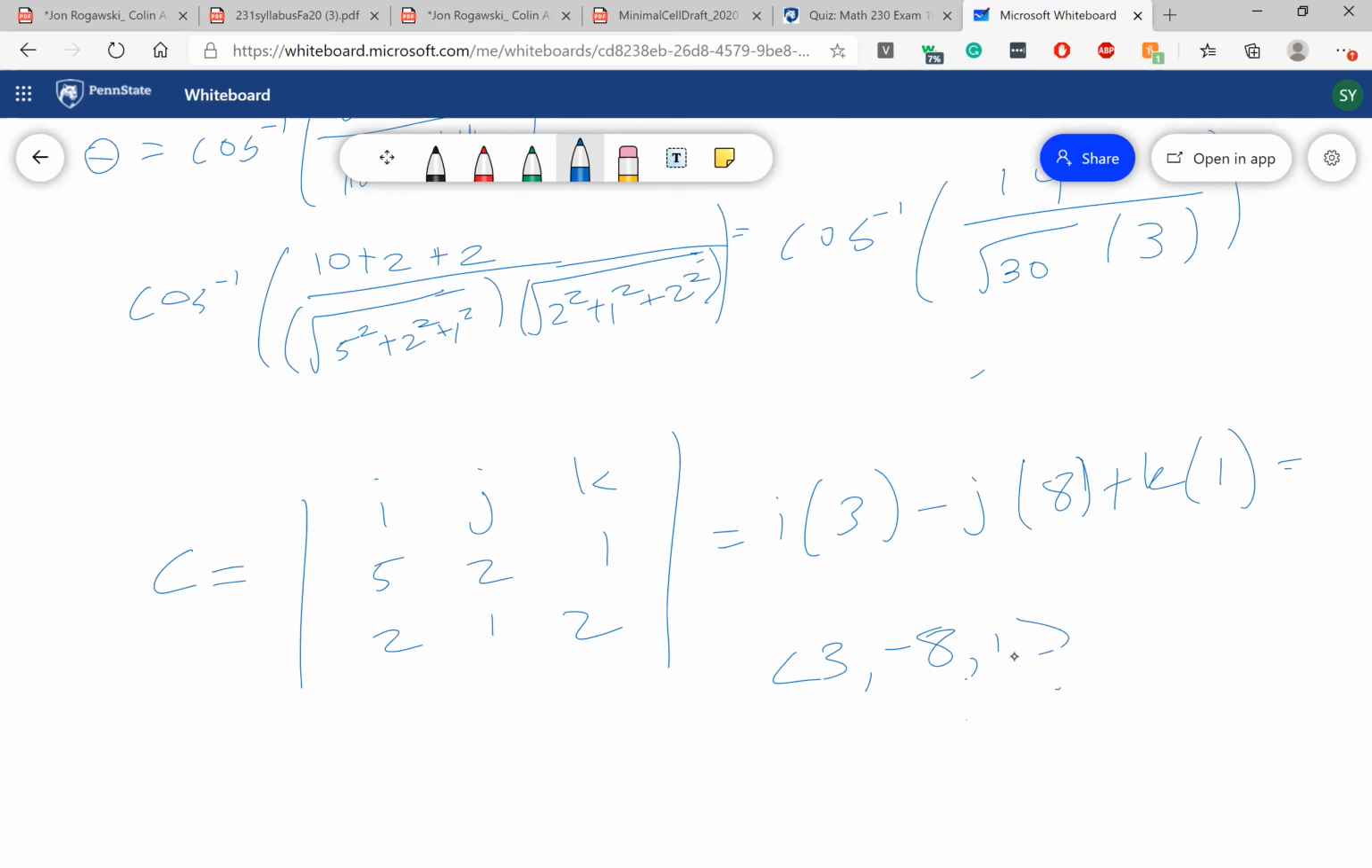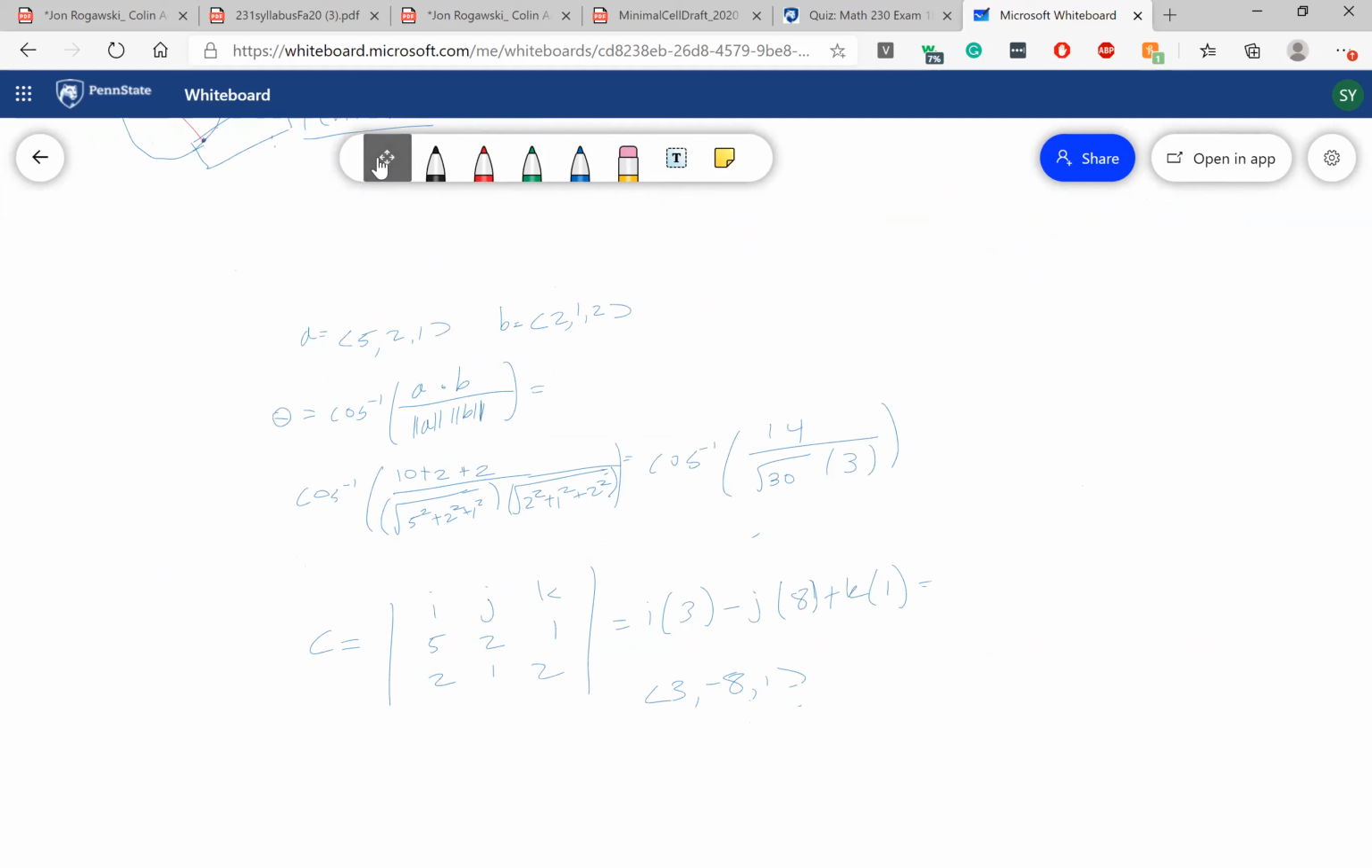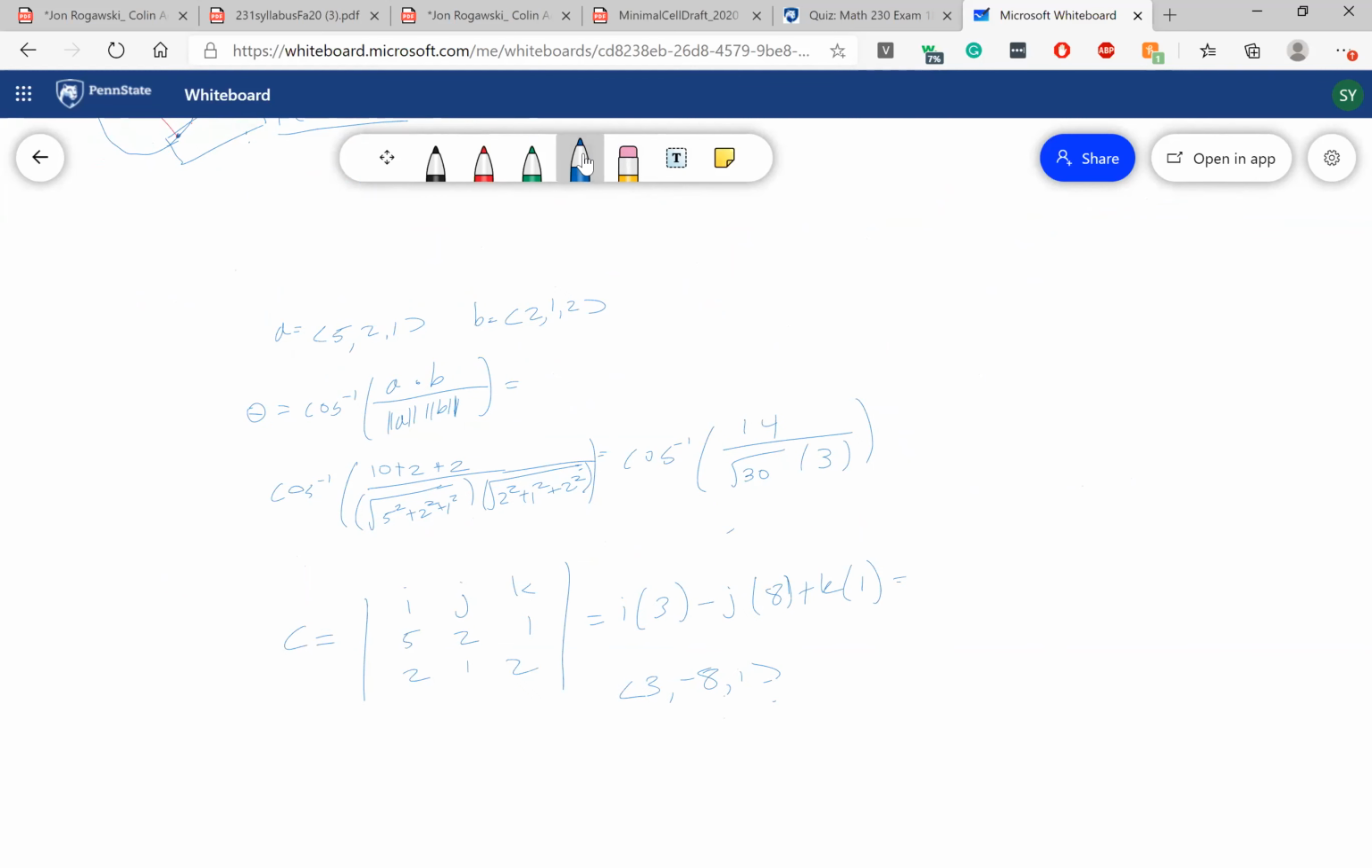Let's just make sure that it's orthogonal to our two vectors. So I'm going to take the dot product. A dotted with C is going to be 5 times 3, which is 15, minus 16, plus 1, which is equal to 0, right? So yes, this is orthogonal to A, and I'm assuming it's orthogonal to B too.